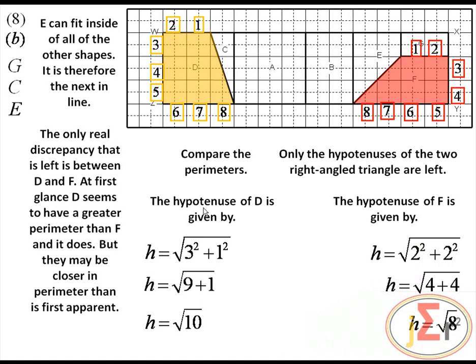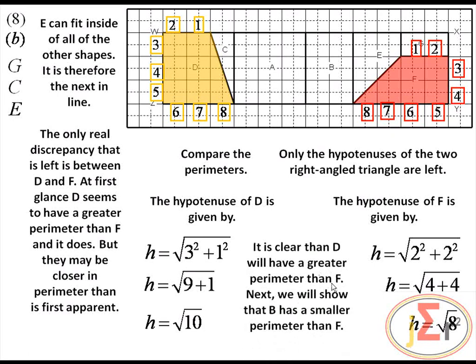Therefore, D will have the greater perimeter because the hypotenuse of this right angle triangle that is represented by this diagonal is greater than the hypotenuse of this right angle triangle that is represented by this diagonal. So we are sure that D is of a greater perimeter than F. So we will make our further analysis with that in mind.